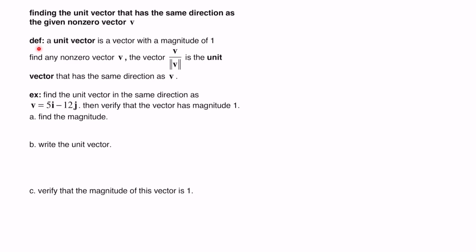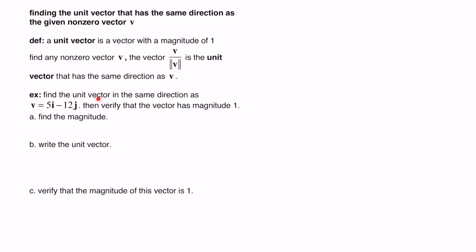Next, we have a definition. It's called the unit vector. It's a vector with a magnitude of 1. Again, the magnitude is the length. So when we find a unit vector, we're essentially finding a vector with a length of 1. The unit vector is given by a vector divided by its magnitude. It also says that the unit vector has the same direction as the original vector v.